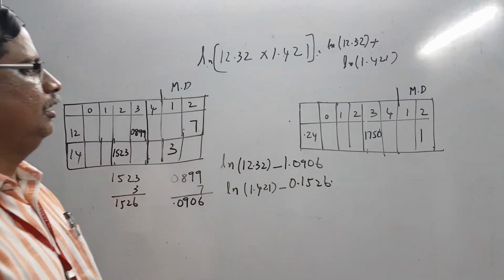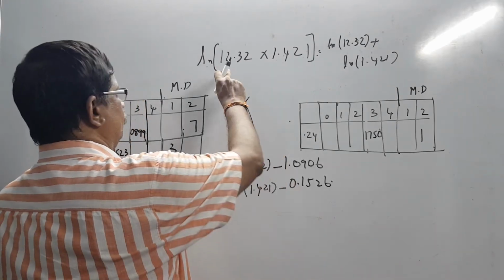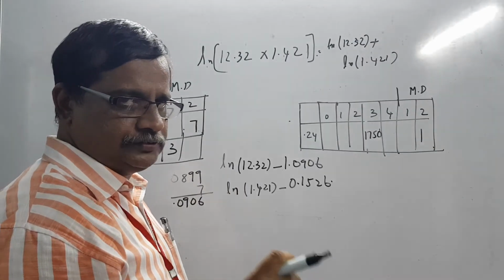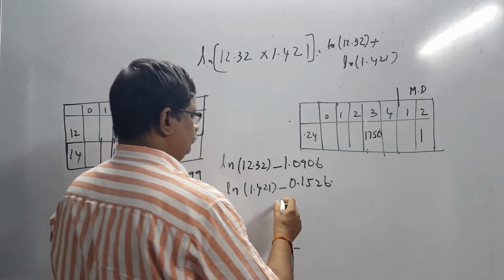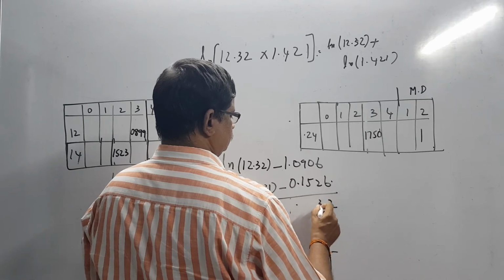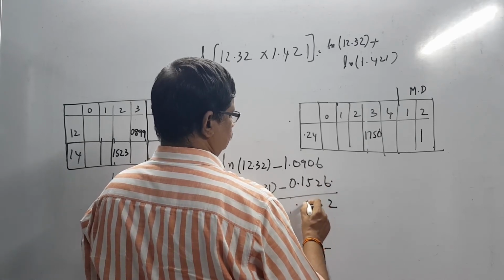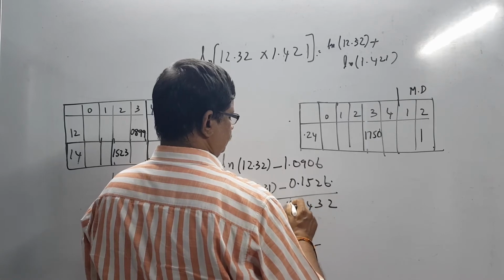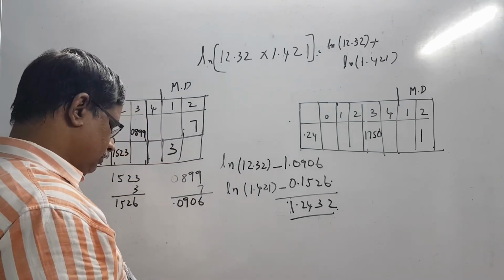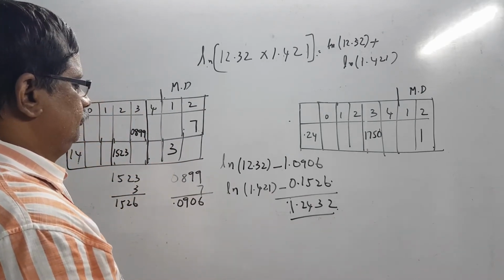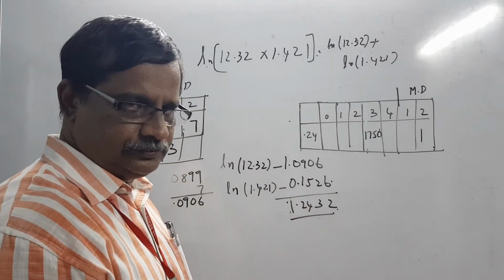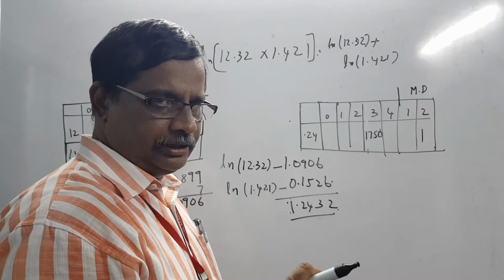So we have found the logarithm of both 12.32 and 1.421. Now what should we do? Log mn is log m plus log n. Add these two. You will get 1.2432. So what we have obtained is 1.2432.